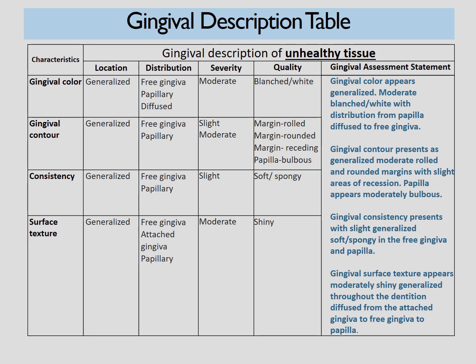Gingival consistency presents with slight, generalized, soft spongy in the free gingiva and papilla. The gingival surface texture appears moderately shiny, generalized throughout the dentition, diffused from the attached gingiva to free gingiva to the papilla.